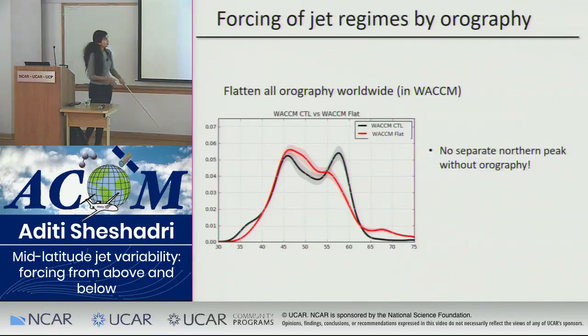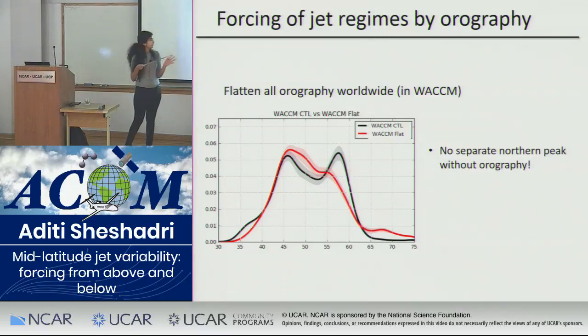Okay, so going back to the original question, why do these two peaks exist? We thought to begin with that it has to have something to do with planetary scale forcing. So it has something to do with some mountain range or the fact that there's land-sea contrast in the Northern Hemisphere, something like that. So we took WACCM and we flattened all the orography everywhere. And the WACCM control is back here in the black, and this is the flat WACCM, no topography anywhere. So you see that the northern peak basically disappears. There's no separate northern peak without any orography.